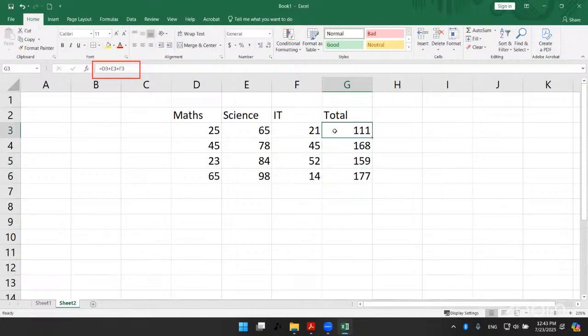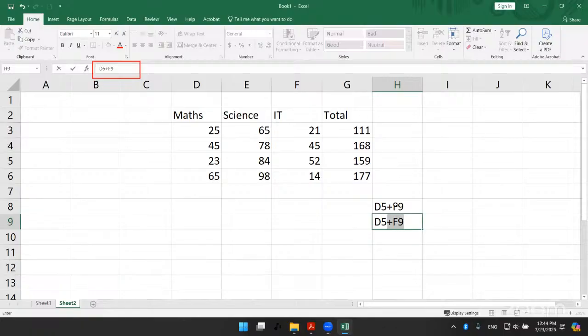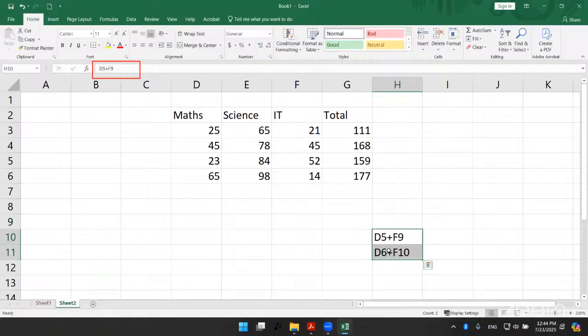When we copy an equation using the fill handle downward, to the bottom, what will happen? The row number will increase. If we have D5 plus F5, F7, F9 here, when we copy to the next row at the bottom, it will become D6 plus F10. It will increase by 1 if we copy this formula to the bottom row.